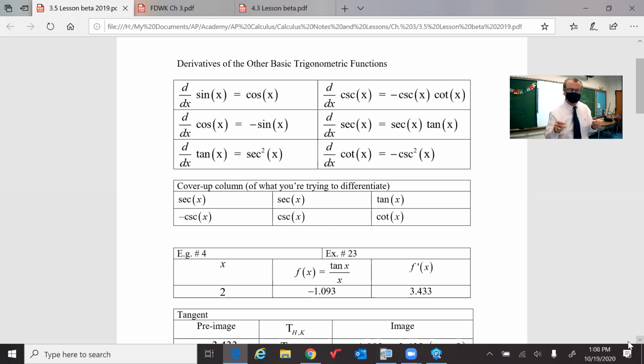You have 3 branches of that graph. If I want the derivative, you could use the quotient rule. But right here, you're just doing it with the calculator. So you do this on your calculator.